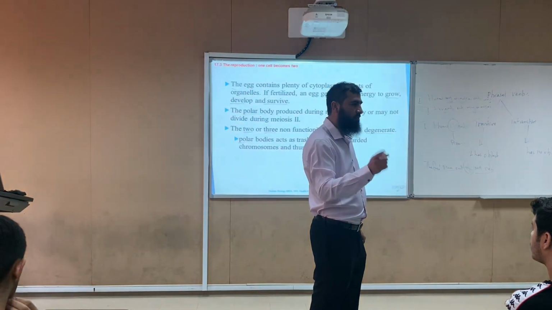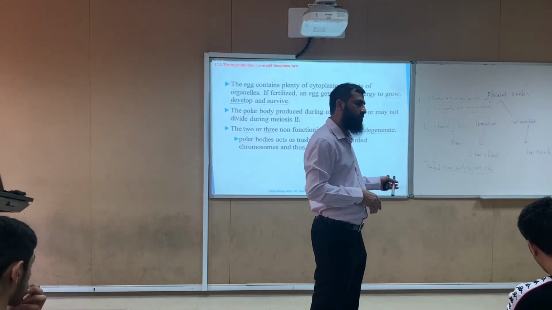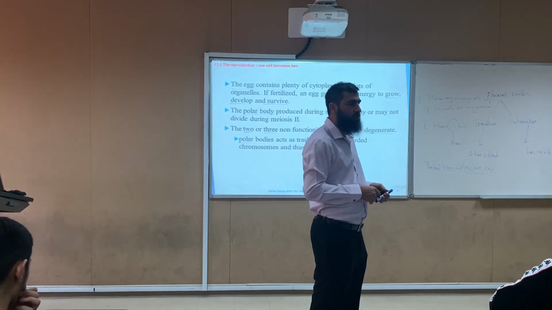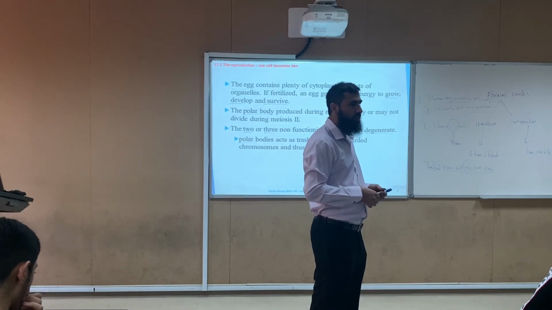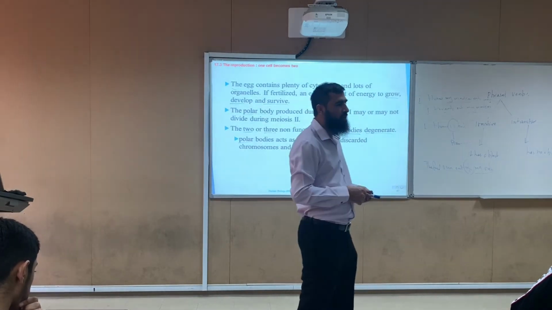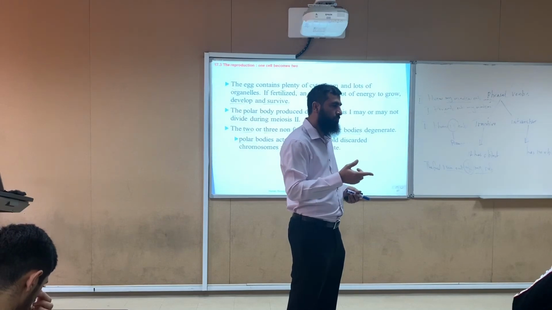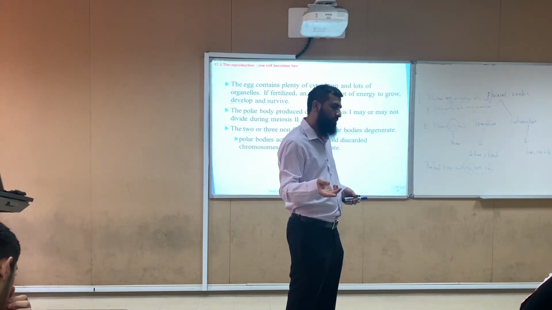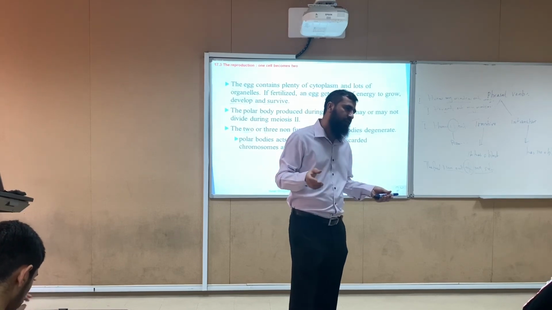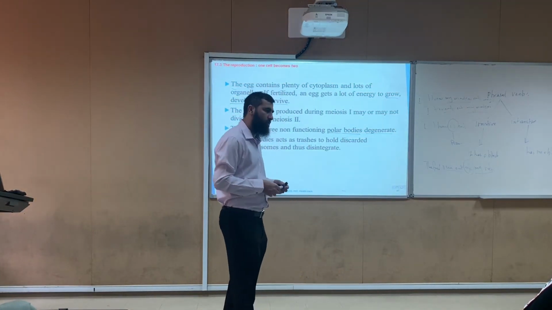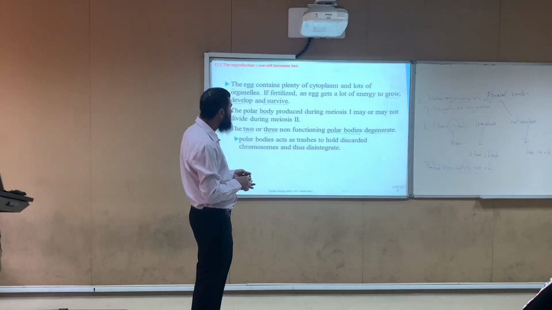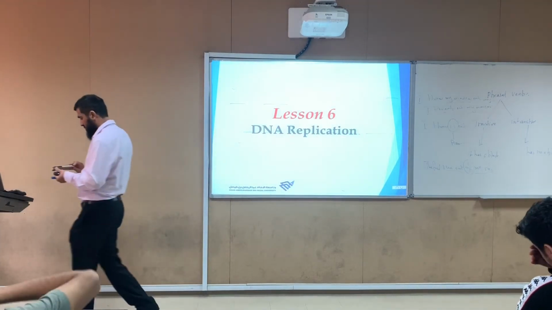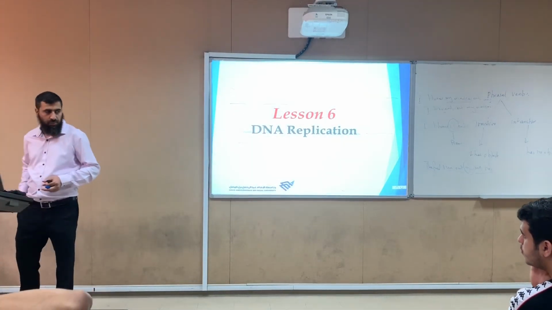If you're talking about oogenesis, they form the secondary oocyte, which is N with duplicated chromosomes. This then undergoes meiosis two and forms the mature ovum and the second polar body, which have an unduplicated haploid number of chromosomes.